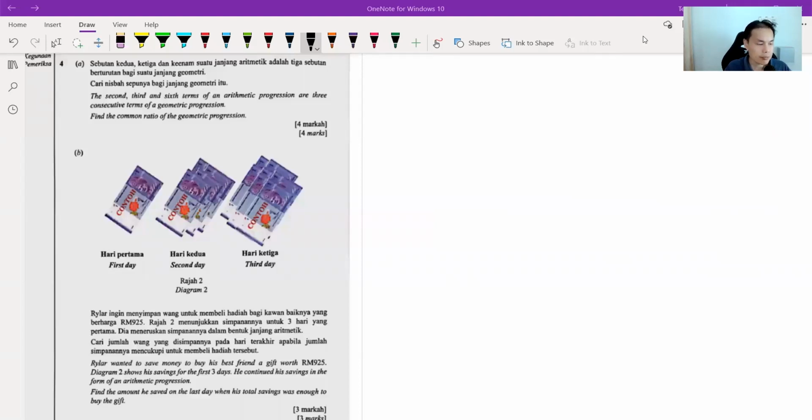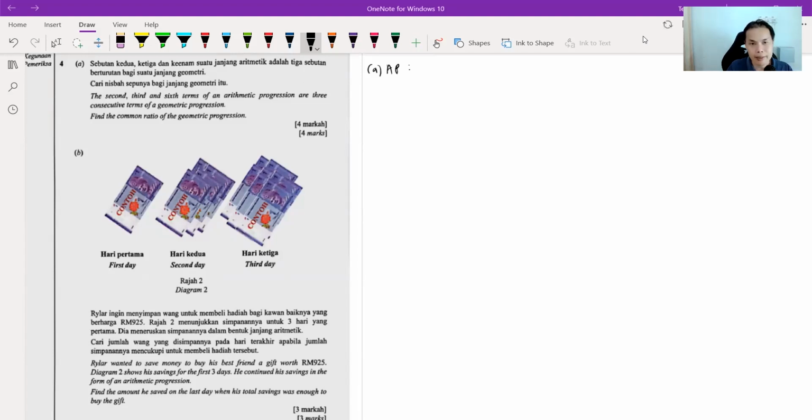Okay, question number 4. This is from progression, Form 4, chapter 5. The second, third, and sixth terms of an arithmetic progression are the first 3 consecutive terms of a geometric progression. Find the common ratio of the geometric progression. Let's focus on the arithmetic part first.